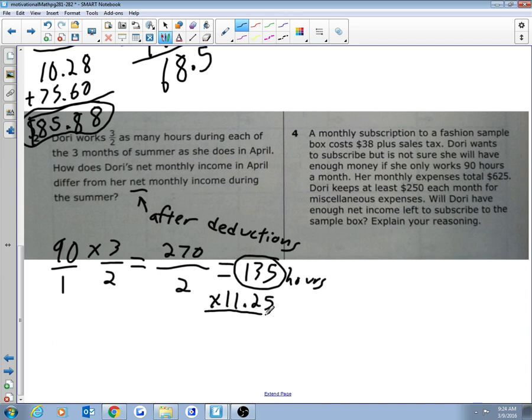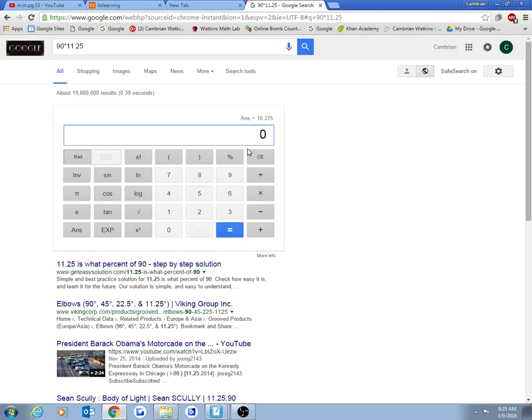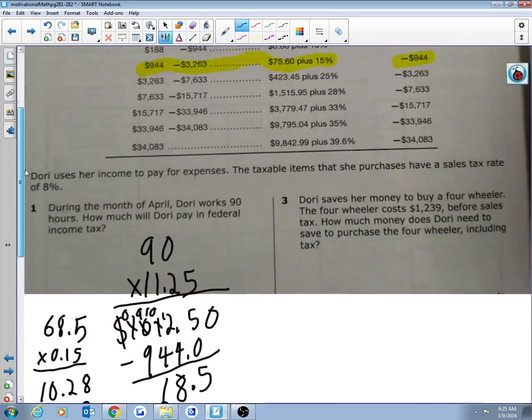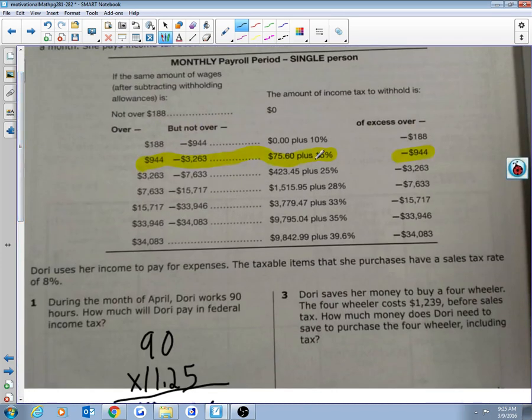$11.25. So let's find out what her gross income is. That's before deductions. So we're going to use a calculator. We got 135 times 11.25, $1,518.75. Now that's before deductions. Okay, so we've got to figure out how much tax she's going to pay on this $1,518.75.